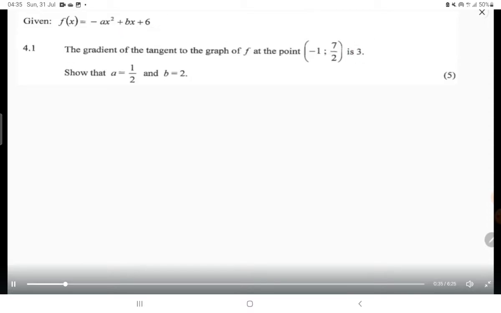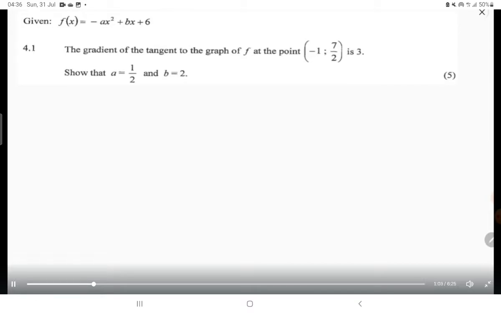So now the question says, show that the value of a is half and the value of b is 2. So how do we go about doing this? The fact that the point is given, the first thing that has to come to our mind is substitution. So let's first substitute using this point in our equation and see what we obtain.